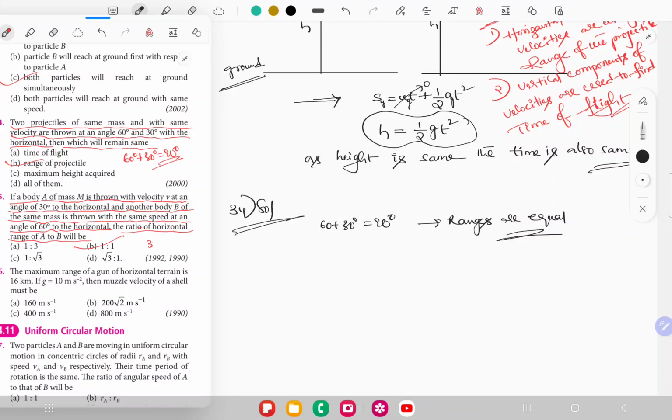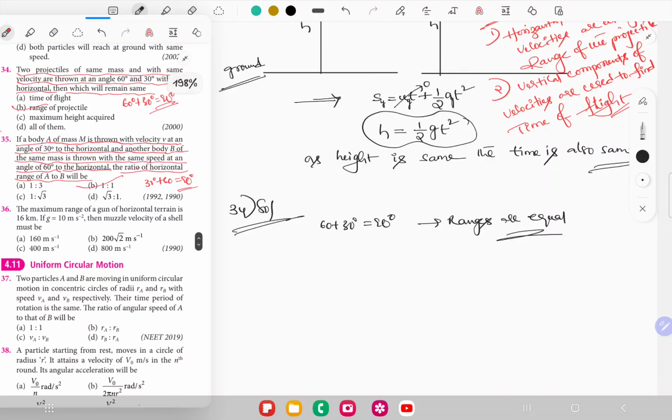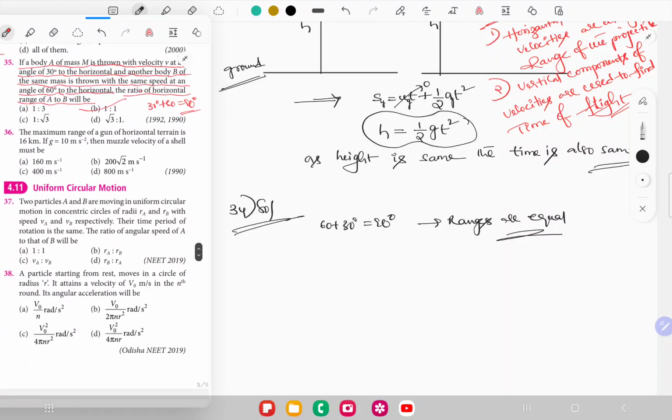Why is it 1:1? Angles of projection are again 30 degrees plus 60 degrees, which is equal to 90 degrees. Answer is going to be 1:1. So just try to understand how many times this type of concept is repeated. Only one point you have to remember: if the sum of angles of projection is equal to 90 degrees, then the answer is going to be 1:1. That means the ratio of ranges of the projectile is equal to 1.